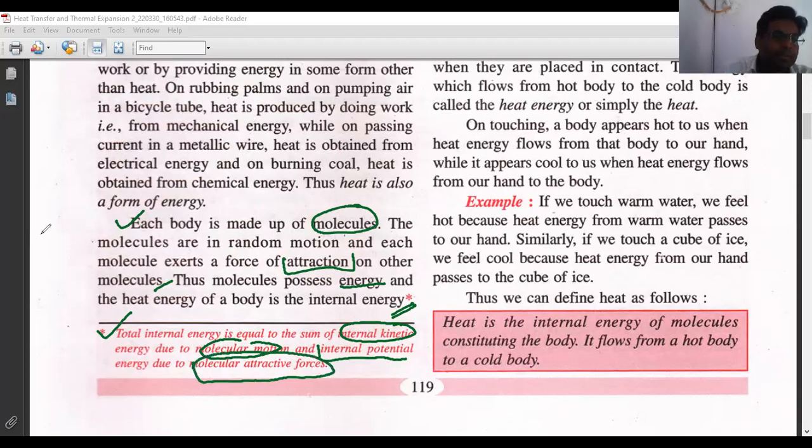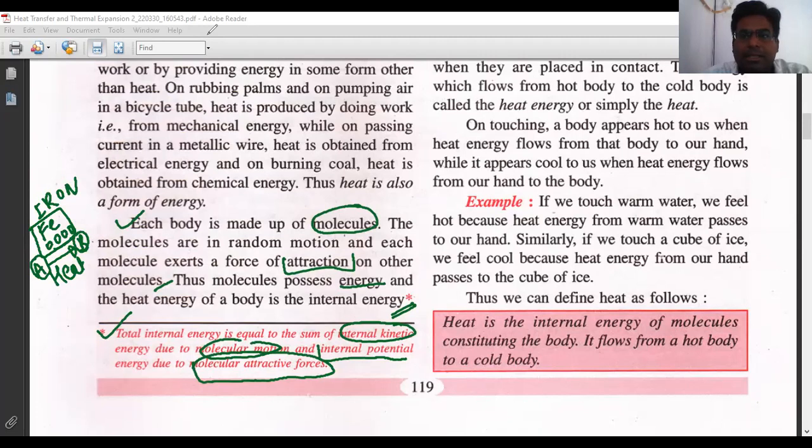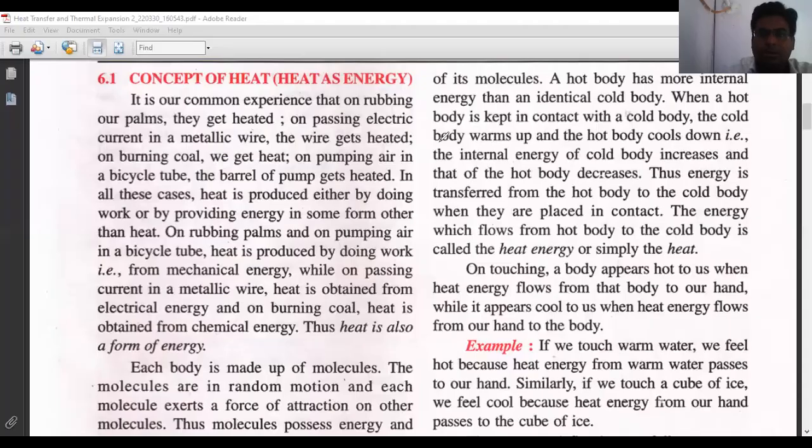Basically, suppose this is a body, an iron rod, in which Fe atoms or Fe ions are present. It will transfer the energy to the next molecules. In this way, heat energy is transferred from one point to another point. That is also called total internal energy, the sum of the internal energy, right? Your next point is that a hot body has more internal energy than an identical cold body, right? So the hot body has more energy as compared to the cold one.